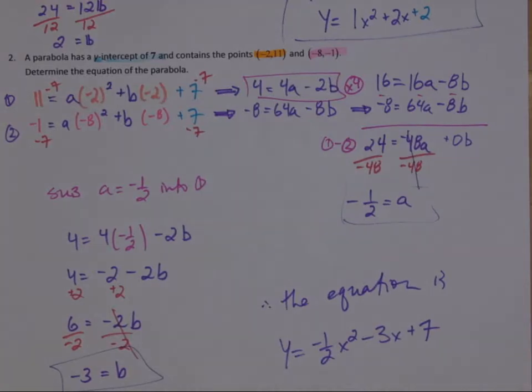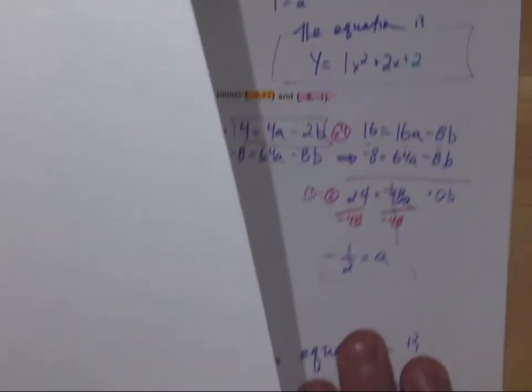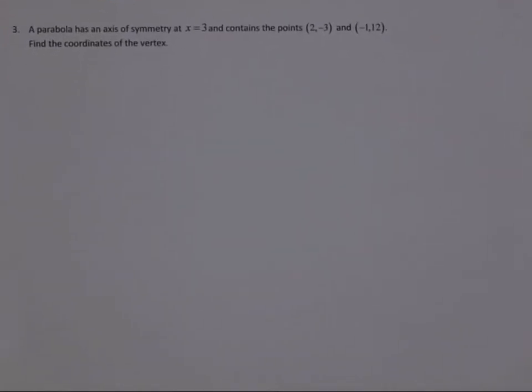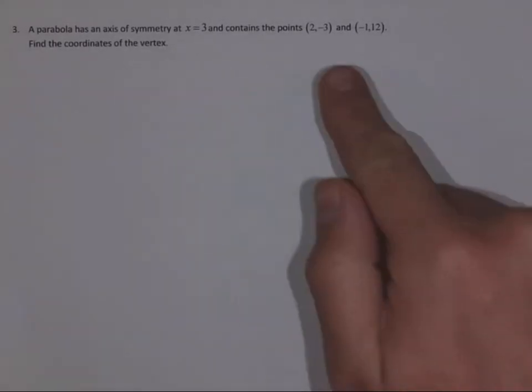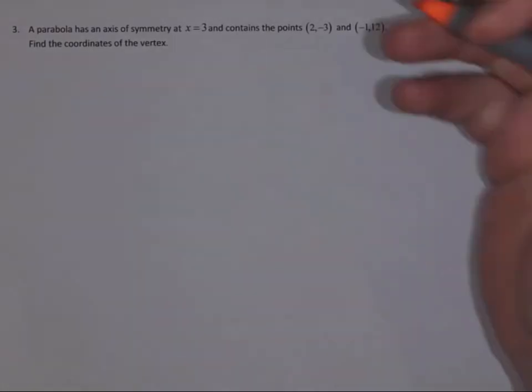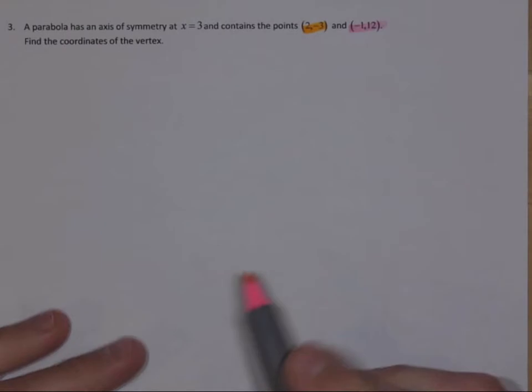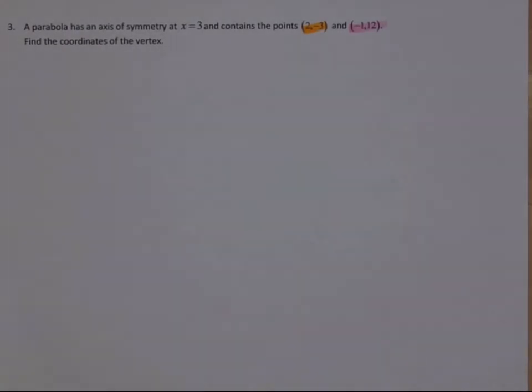Okay, flip to the third example. A parabola has an axis of symmetry at x equals 3 and contains the points (2, -3) and (-1, 1). Find the coordinates of the vertex. Well, the fact that I said vertex might tell me it's something different, but again, there is no y-intercept.